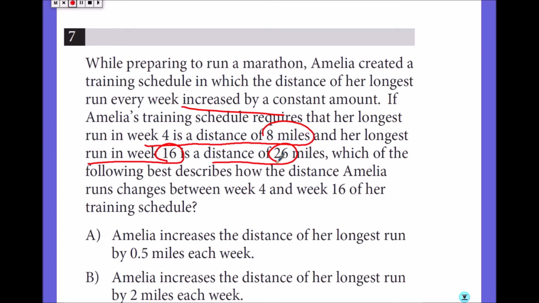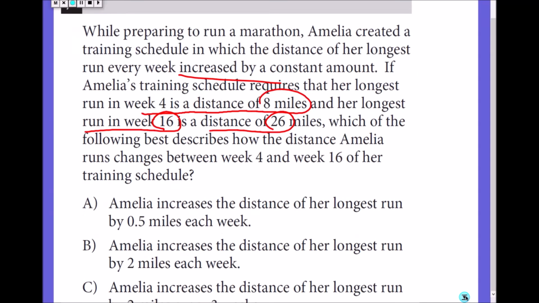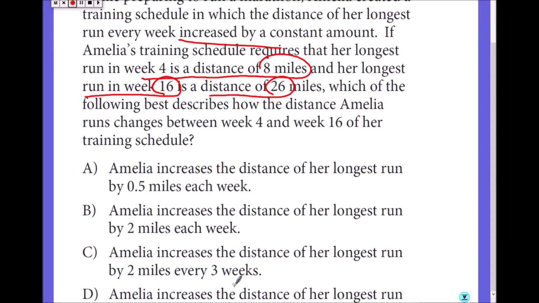So from week 4 to 16, they're talking about each week or 3 weeks. So in that 12 weeks, right, from week 16 minus 4 will be 12. It changed from 8 to 26, which is 18. Yes, 18. So 18 over 12, when you divide by 3, gets 6 over 4, which you can still divide by 2. Yes, 18 divided by 6 is 3. 12 divided by 6 is 2.